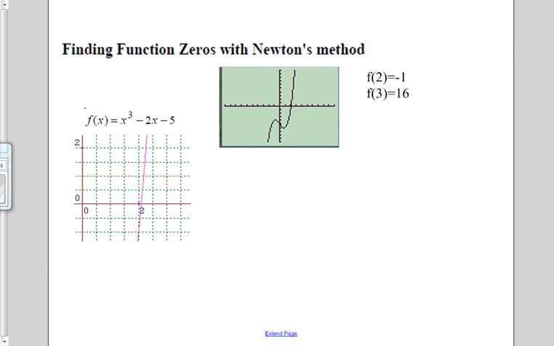Okay, I'm going to stop this video, and in the next video, we're going to look at how to use this local linearization to find zeros using Newton's method.